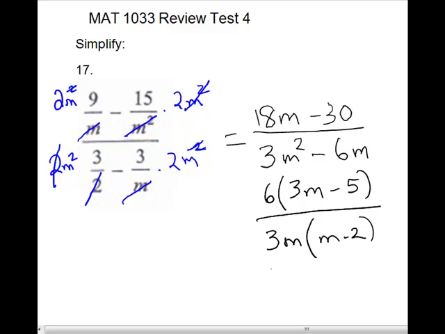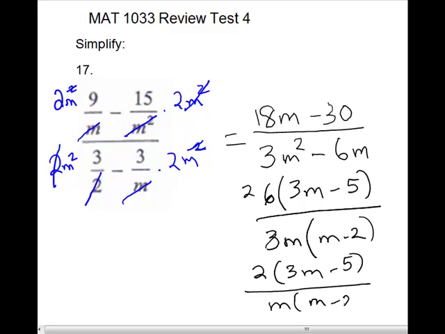The 3 and 6 will reduce. 3 will go into 6 2 times. That is all that will reduce. So we could leave the answer here. I think the answer on the back of the sheet multiplies it back out to give 6m minus 10 over m squared minus 2m. But this would also be correct.